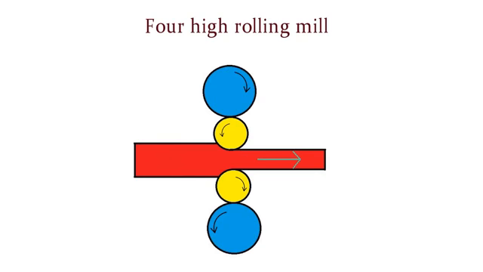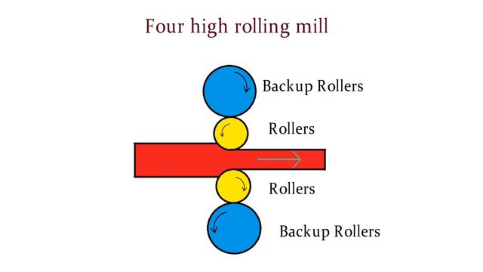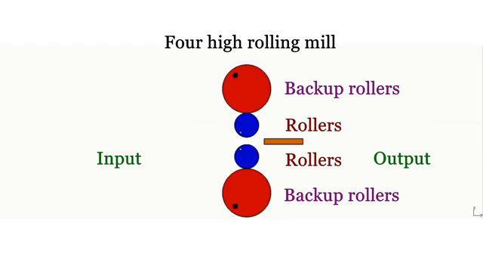4 high rolling mill. This setup is very much similar to 2 high rolling mill, but in this mill, instead of 2 rollers, 4 rollers are placed in a vertical line. But the size of all rollers is not same. The 2 rollers which come in contact with the metal stock have the same size and the other 2 have same size. The big rollers are used for backup purpose only. Small rollers will exert pressure on the metal stock and thickness of material will get decreased.